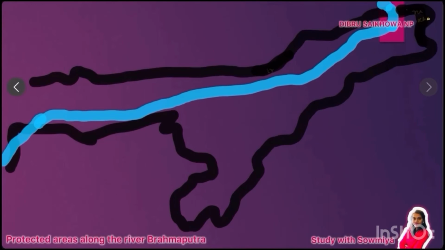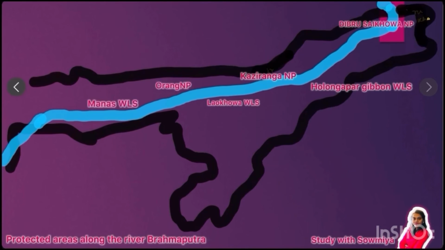Now let's see the important protected areas along the river Brahmaputra. Dibru-Saikhowa National Park, Laokhowa Wildlife Sanctuary, Kaziranga National Park, Orang National Park, Manas Wildlife Sanctuary. These are the important protected areas along the river Brahmaputra.